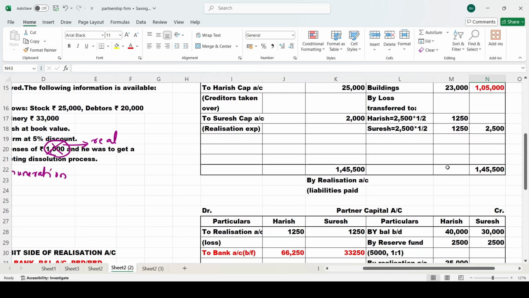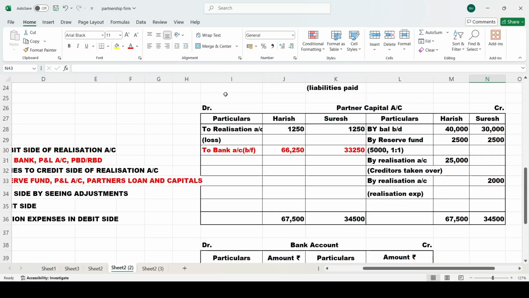Keep it in your mind, this is very, very important. Realization expenses: if they are paid by the partner, you have to write it as to partner's capital account and write the amount of remuneration. It will go to the partner's capital account and be recorded in his column on the credit side.